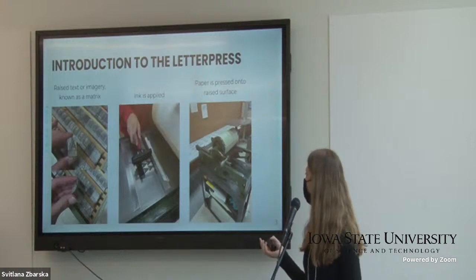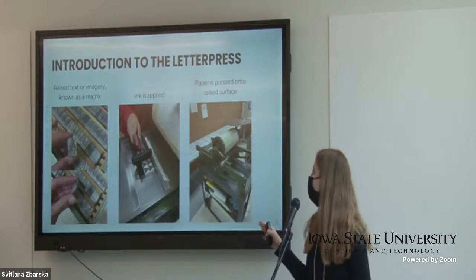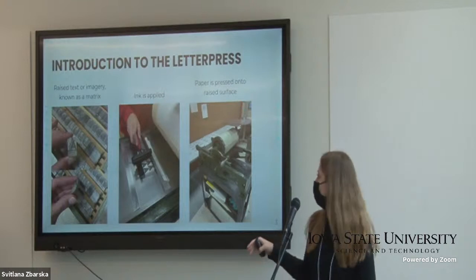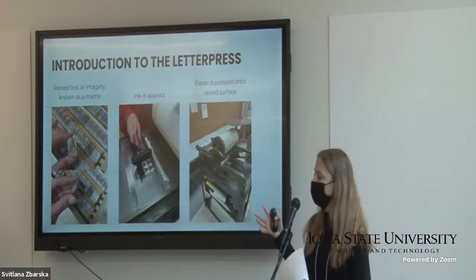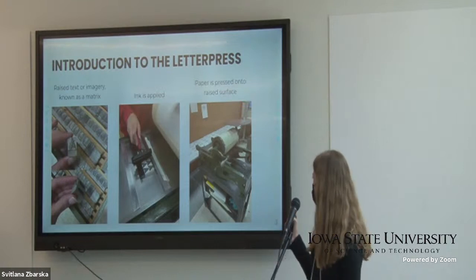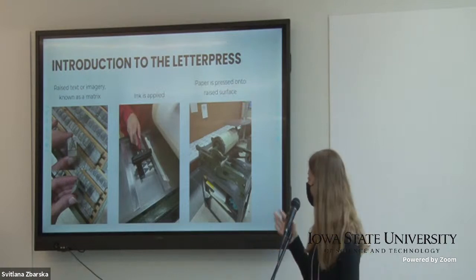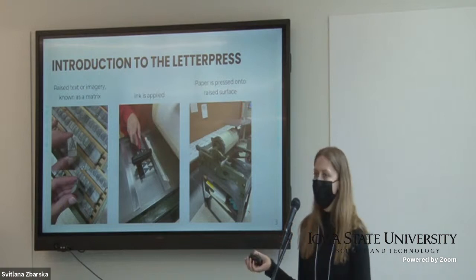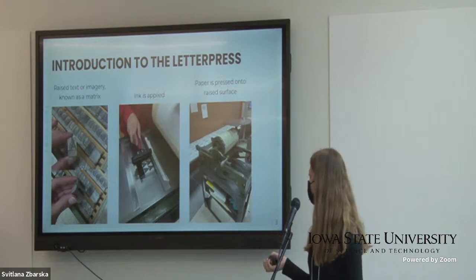So letterpress printing works by first having an area of raised text or imagery, as in the photo on the left there. This is known as a matrix, or matrices for plural. That's a traditional one there on the left. And then these matrices must be a very specific height of 0.918 inches.